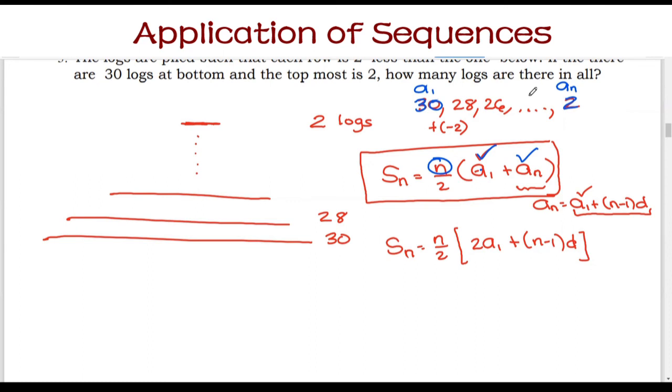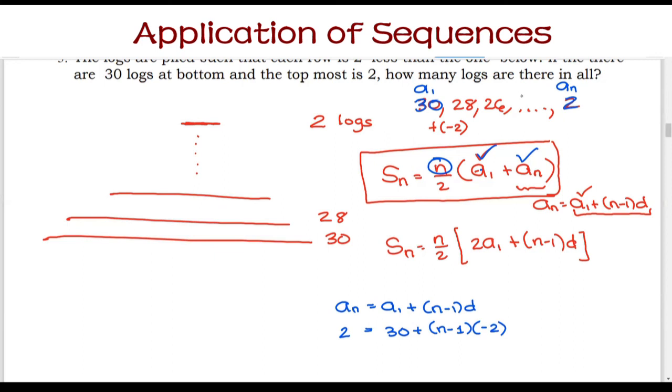Okay? Or, pwede niyo rin gamitin yung formula na 'to. Okay? a sub n, okay, equals a1 plus n minus 1 d. Okay? Alam niyo naman yung a sub n. Ito yung dulong term. So, you have 2. Okay? Anong a sub 1? 30. Okay? Plus, you do not know n yet. Okay? Kaya n muna siya. What is d? Negative 2. Ayan, hahanapin natin si n.